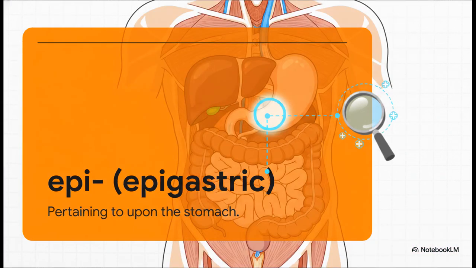And sticking with our positional prefixes, we have epi, which simply means upon. This is just a perfect example of medical mapping. Take the term epigastric. Because gastro refers to the stomach, epigastric directly translates to pertaining to upon the stomach. It tells you exactly where to look, mapping right onto that specific region of the anatomy.